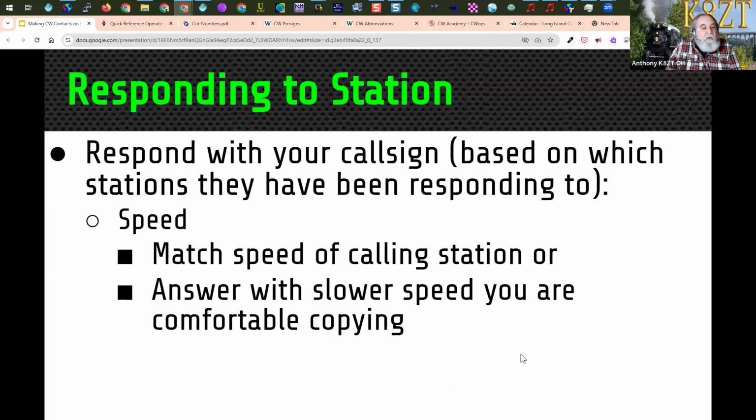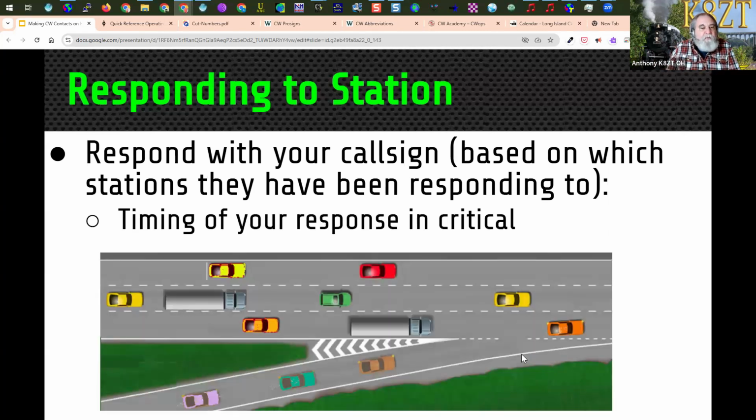When you do respond, match the speed of the calling station, or if they're going very fast that you're not comfortable with, answer at the speed that you're comfortable copying at. So again, if you're comfortable with the speed of the station that's sending, respond at the same speed. Don't respond faster. If you're not comfortable with the speed they're sending, but you've already copied them, send a little bit slower, and they will typically slow down to match your speed.